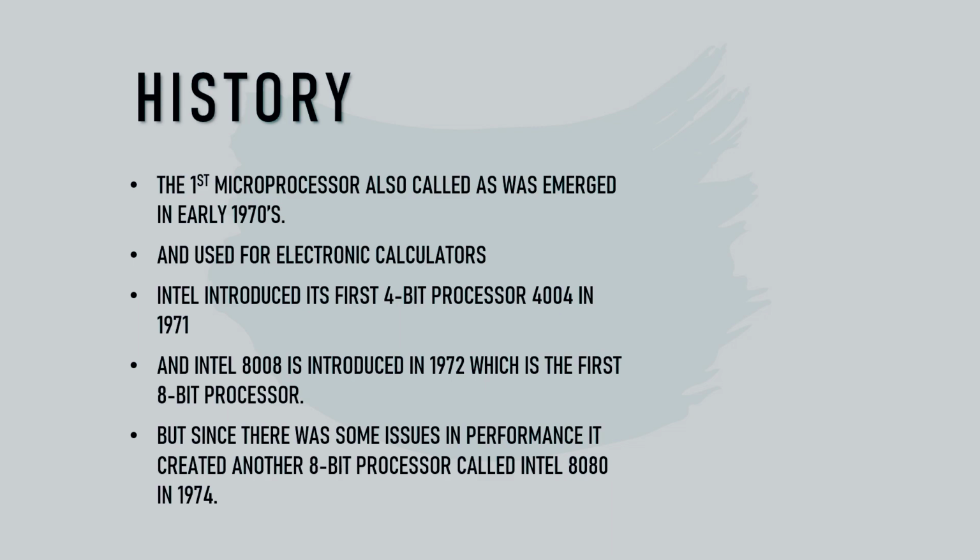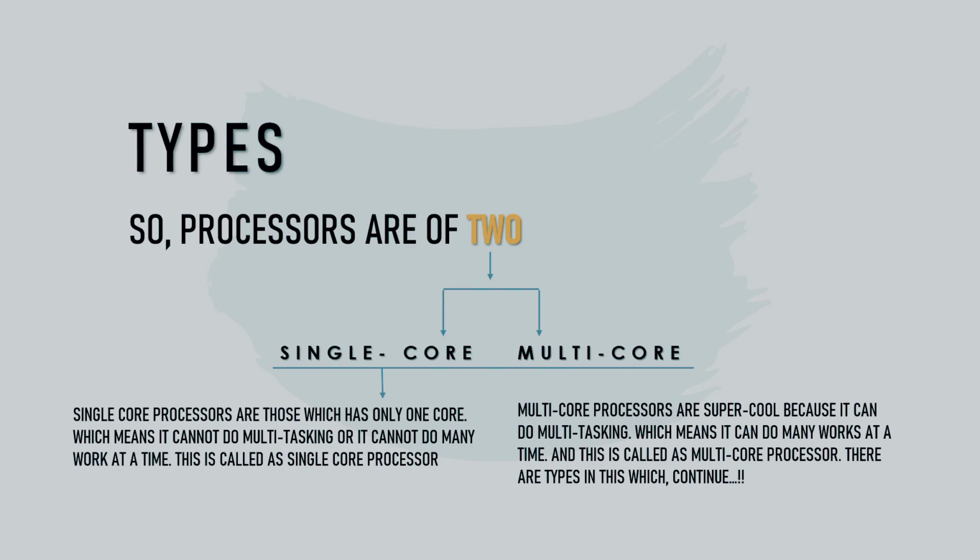That's about the history. Let us know the types of processors. The processors are of two kinds: the single core processor and the multi-core processor. Let us know what a single core processor is. Single core processors are those which have only one core, which means it cannot do multitasking, or it cannot do many works at a time, and this is called a single core processor.